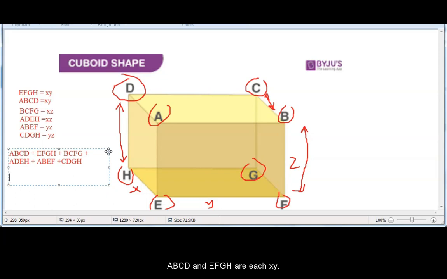ABCD and EFGH are each XY. So it's gonna be XY plus XY plus XZ plus XZ plus YZ plus YZ. There should be 2XY plus 2XZ plus 2YZ.